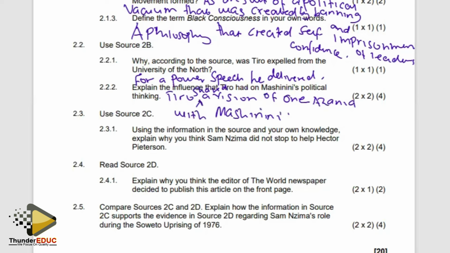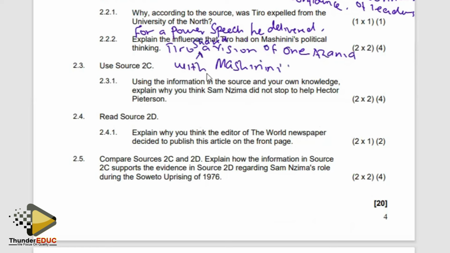Right. So use the information in the source and your knowledge. Explain why you think Sam Nzima did not stop to help Hector Peterson. All right. So we move here. Use the information in the source, and remember, you need to go back to the addendum, these sources given to you. All right. So using the information in the source and your own knowledge, explain why you think Sam Nzima did not stop to help Hector Peterson.